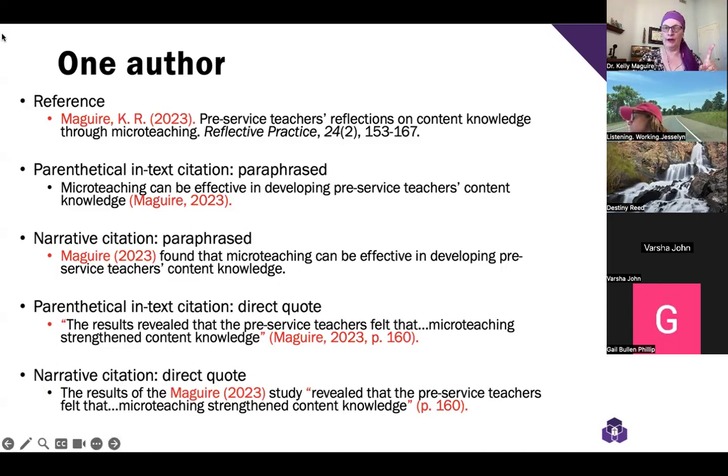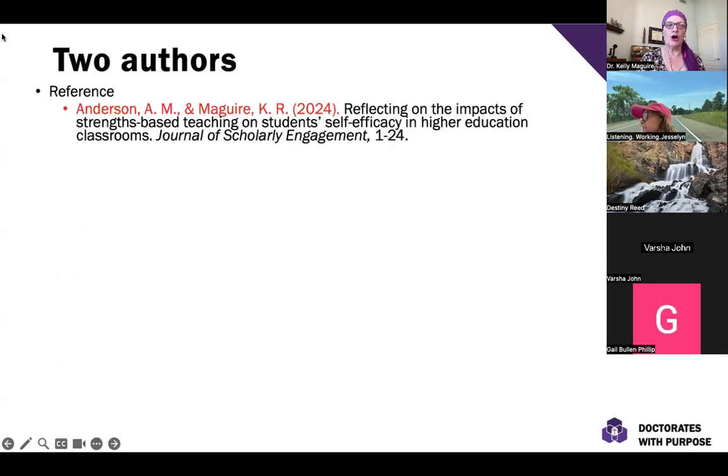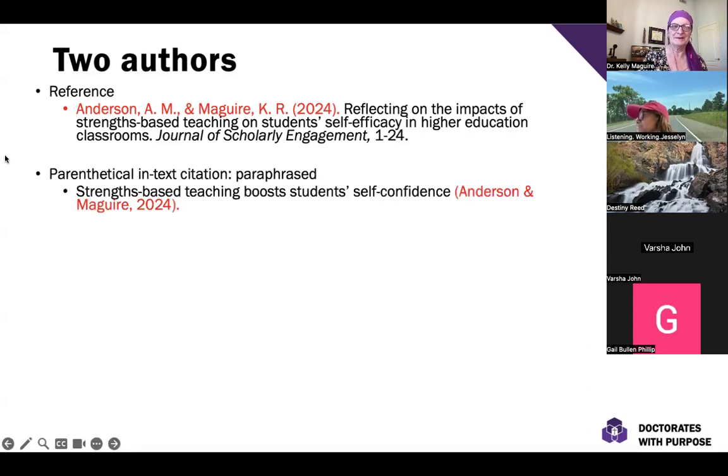So that's with one author. So if we have two authors, this is an article that I wrote with my friend Amy, Dr. Anderson. So she is the first author and I am the second author. And this is the reference. So you'll notice again, we have our initials in the reference. But again, in the parenthetical in-text citation or narrative citations, no initials are needed.